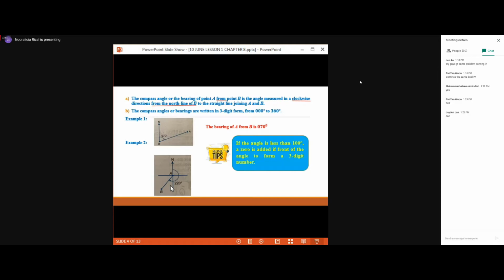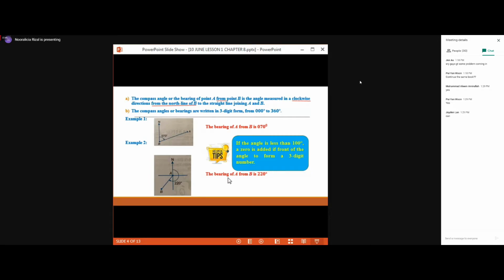Of course not. All right, because I know some of you may not have fully understood. Why? Because the question says from point B. So look at point B. Where's your north line? At point B, you need to draw your north line. All right, and then wait, why the question? This one is wrong already. Okay, sorry, I typed it out wrongly.